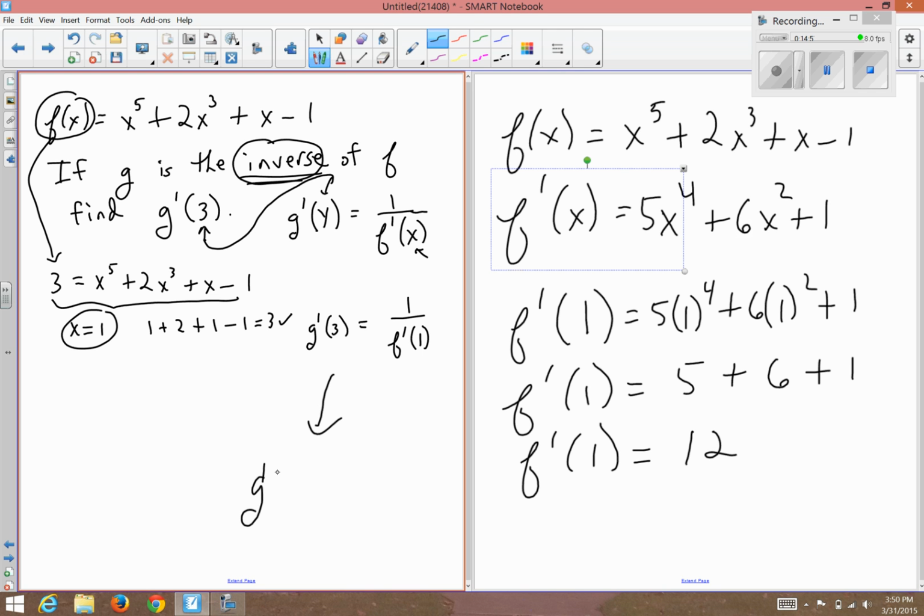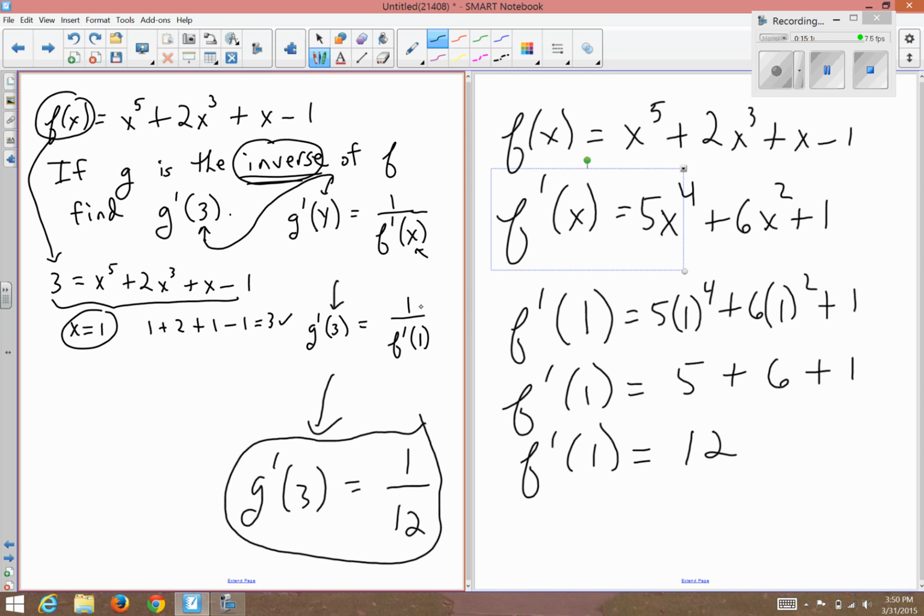So back to the original question right here. G prime of 3 is the question. It's 1 over f prime of 1. The number in the question is a y value. The number over here in the formula inside here, that's an x. That's the x that makes y 3.